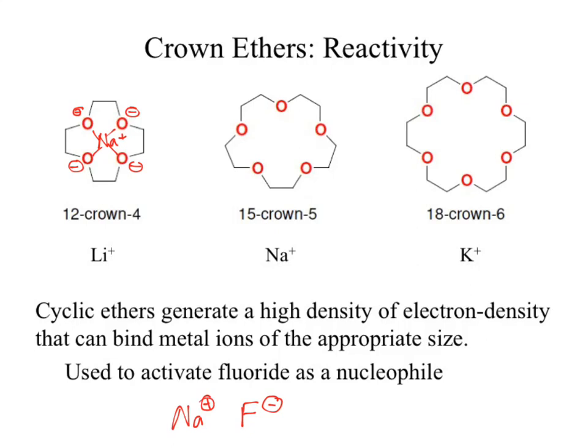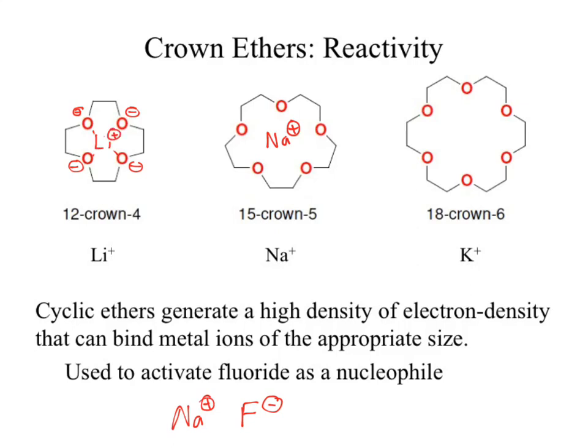What happens if we move up to something like the 15 crown 5? Now the interior of that has gotten bigger because we've added more atoms. The circle gets larger. Well, what happens when the circle gets larger? That just means, whoops, I put the wrong one in the first one, didn't I? That just means we can now put a larger atom in there. So in the second one, you can see sodium. In our first one, I should have written lithium.